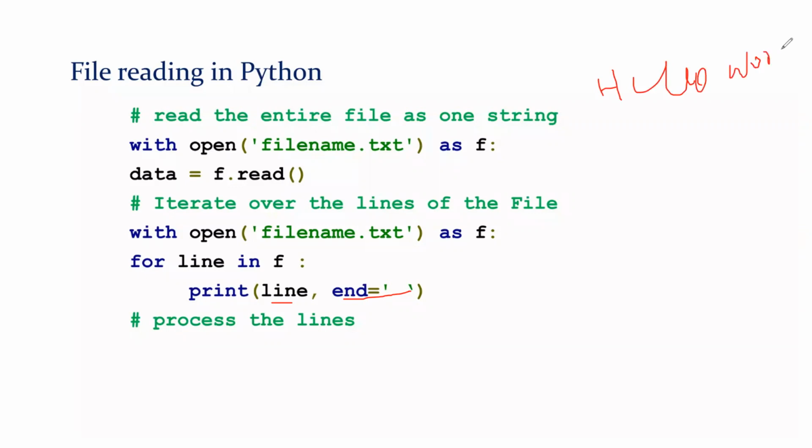Now end is space, meaning after printing this line, for example, hello word, this is the one. For example, I want to read character-wise. First it prints hello. After that, end means this end. At the end you print some space, and E, some space, L, some space, L. Like that it prints. End and separators are string manipulation operations. You practice on that.